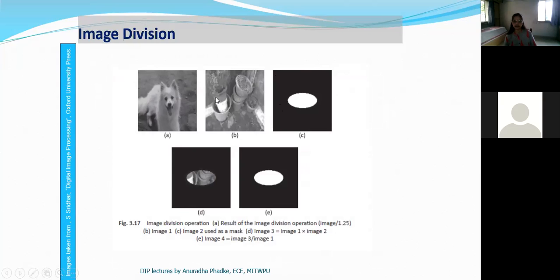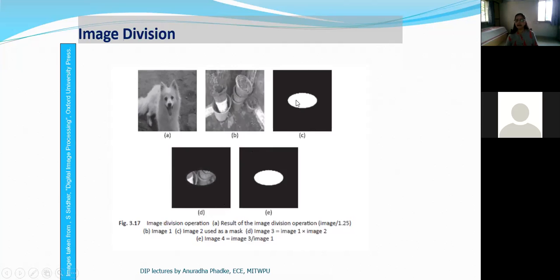Now let us consider this image B. This is your image 1, and this is your binary image, which we are calling a mask. Now when we multiply these two images, when we perform multiplication of image B into image C, we get this result. When we multiply any pixel value by 0, of course we are getting 0. So here outside the ellipse, we are getting all the pixel values as 0.